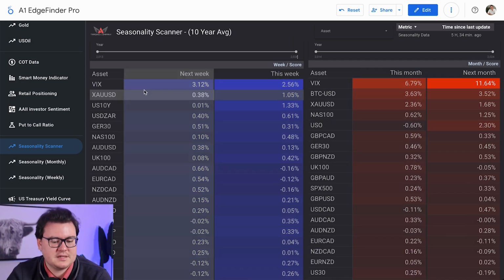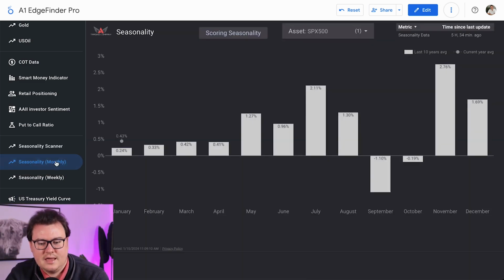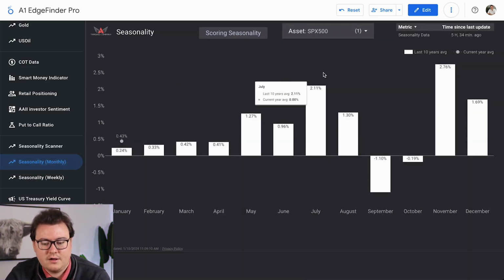But let's move on and let's get a little bit more in depth. Let's take a look at monthly performance. And we're starting off with the S&P here.